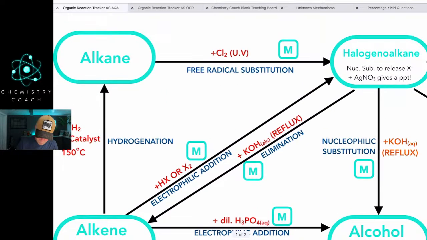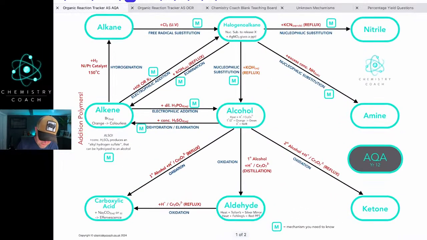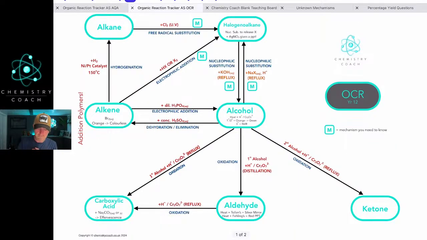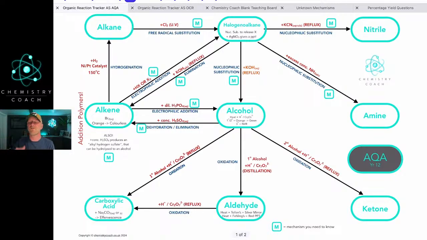So what you can see, if I just zoom in a little bit, anything with these little M's on here, these are mechanisms that you need to learn. These are, of course, the conditions, and this is, of course, the name of the reaction. So AQA people, you've got quite a few mechanisms to look at here, okay? Whereas OCR, fewer is what I'm going to say here. But then, all the exam boards have got their good points and their bad points. It swings and roundabouts here, folks, okay?